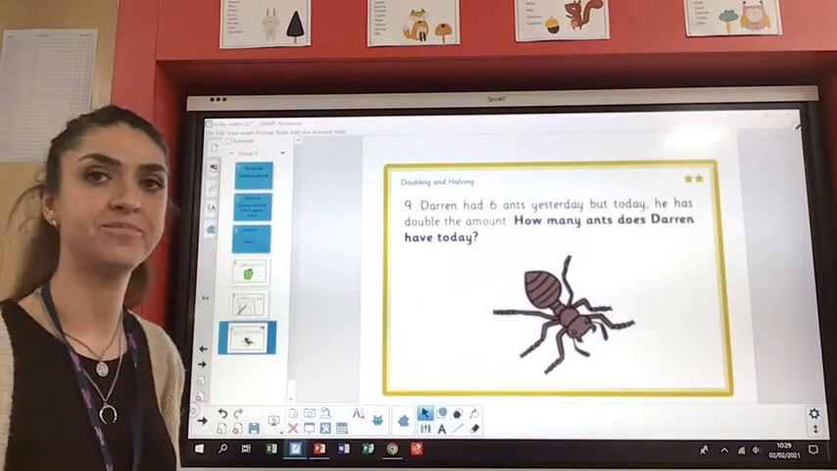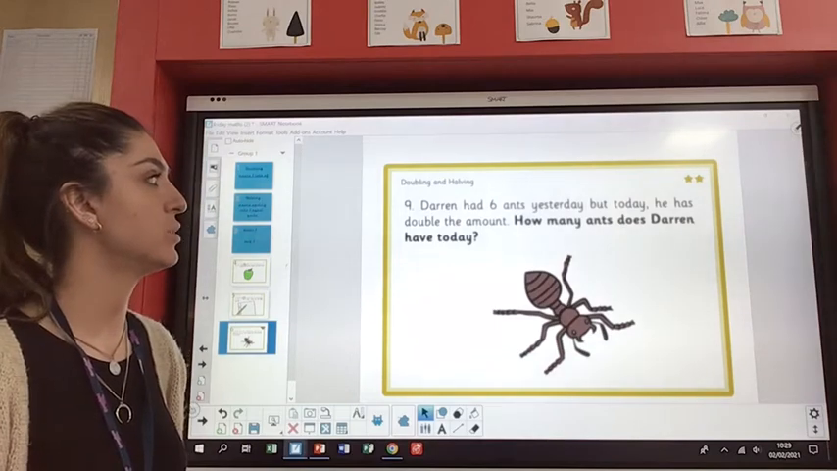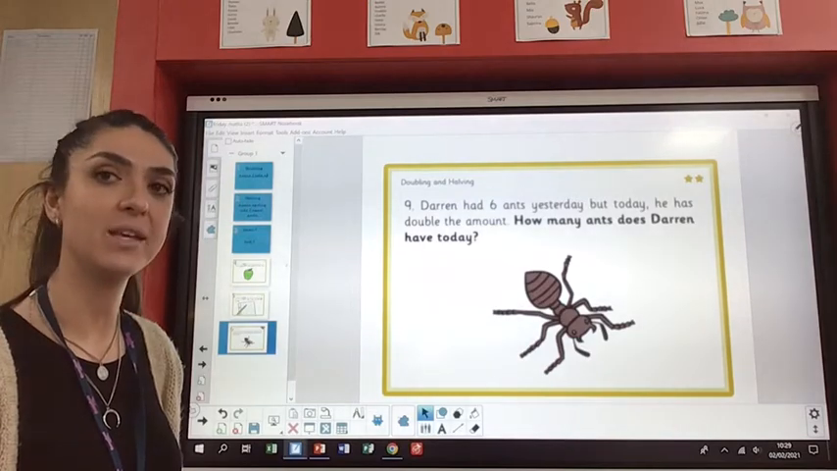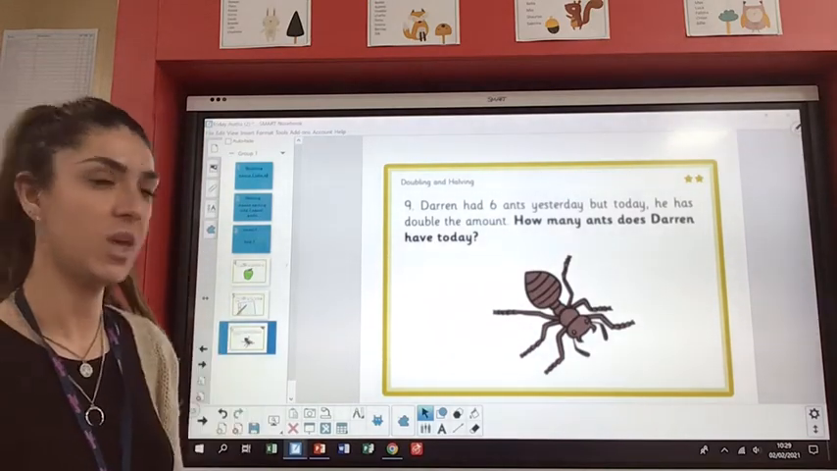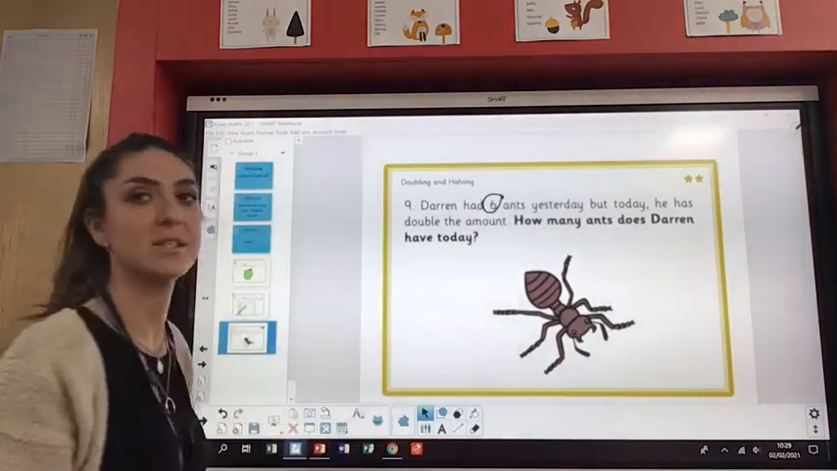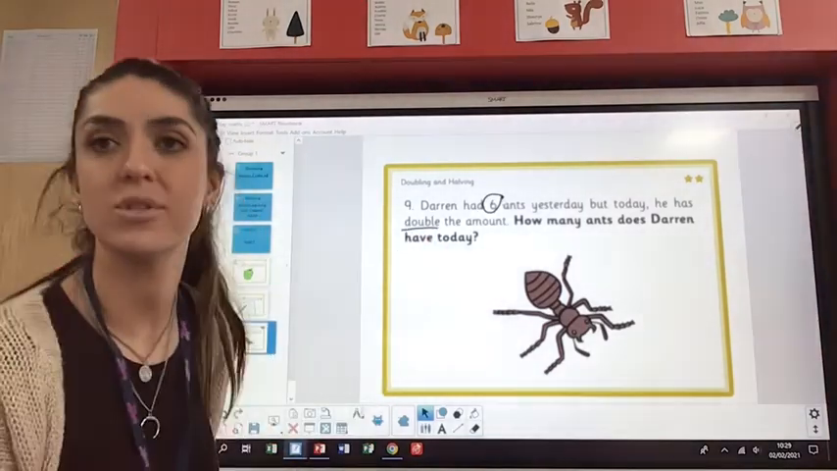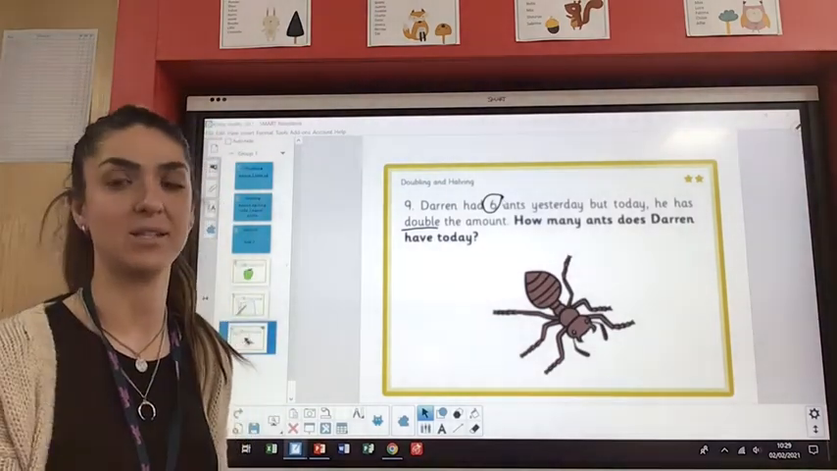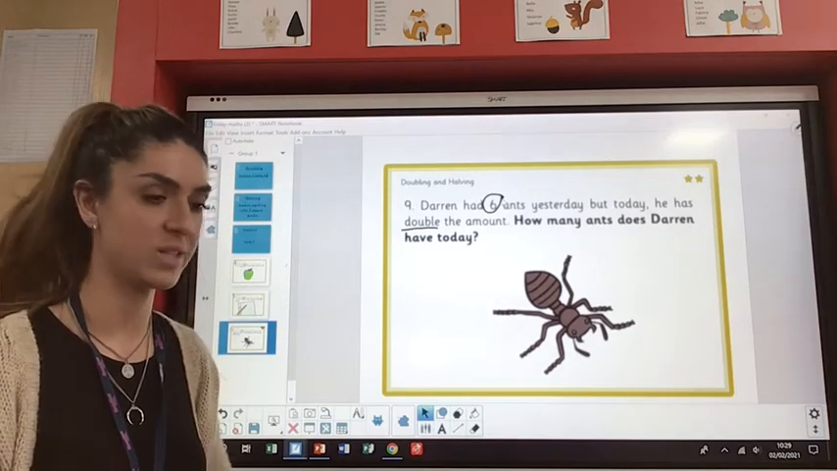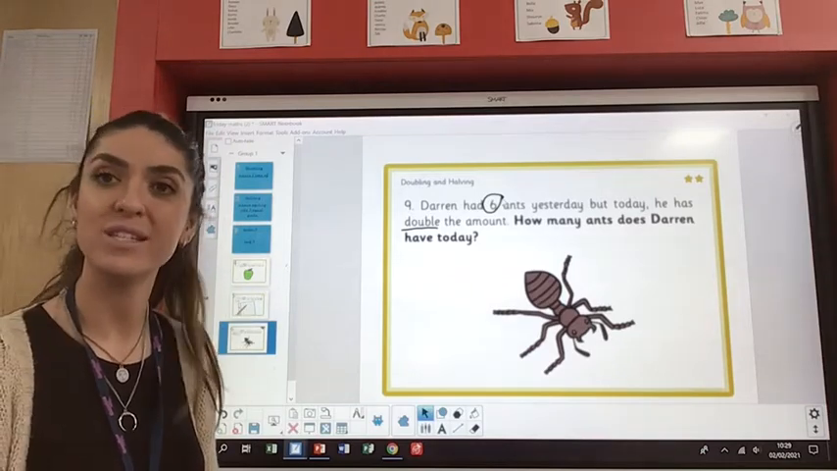And our last one says Darren had 6 ants yesterday, but today he has double the amount. How many ants does Darren have today? So, listening carefully to the things we need to hear in this word problem, Darren had 6 ants yesterday, and today he has double the amount. So you need to double 6 to answer this one. So I'd love to see all your working out on your whiteboards or whatever method you choose to use, and make sure you send over to us so we can see your fantastic learning.